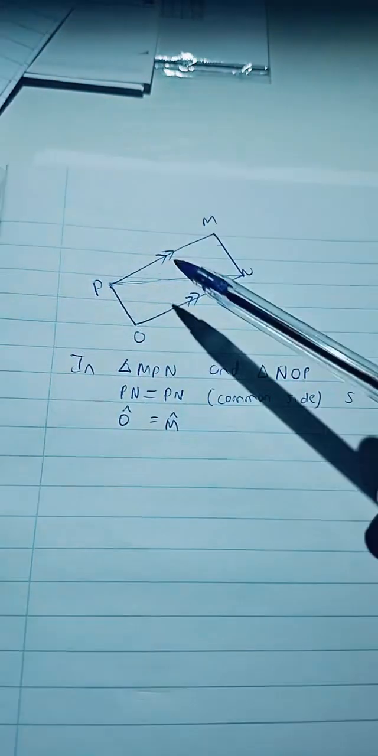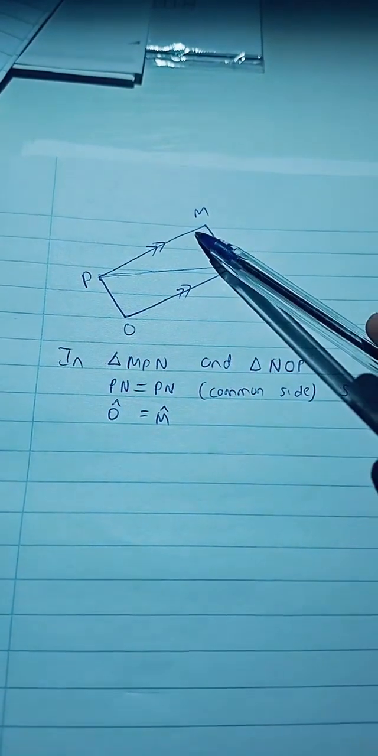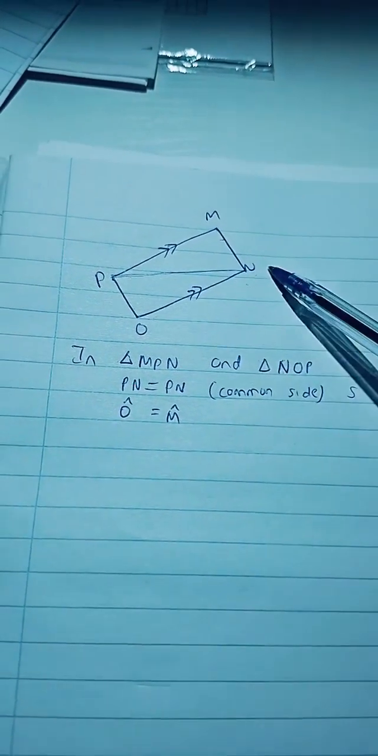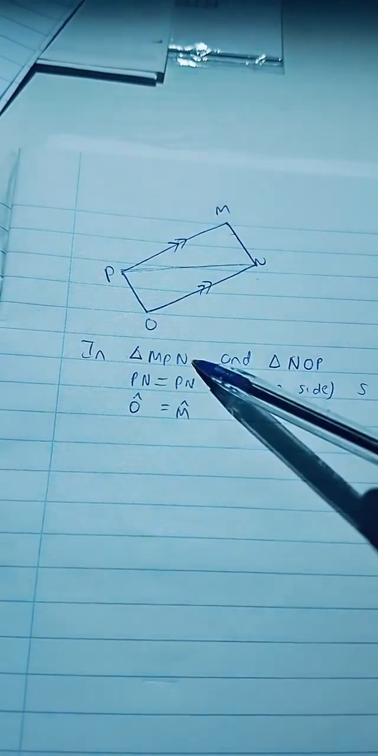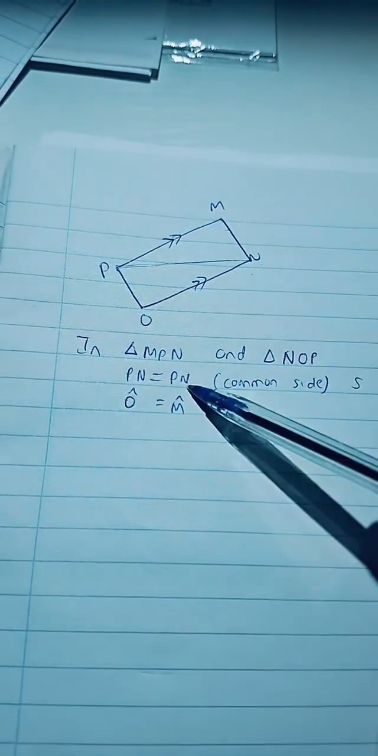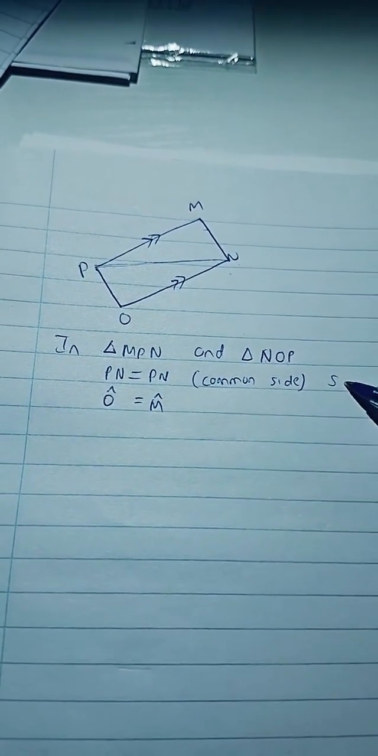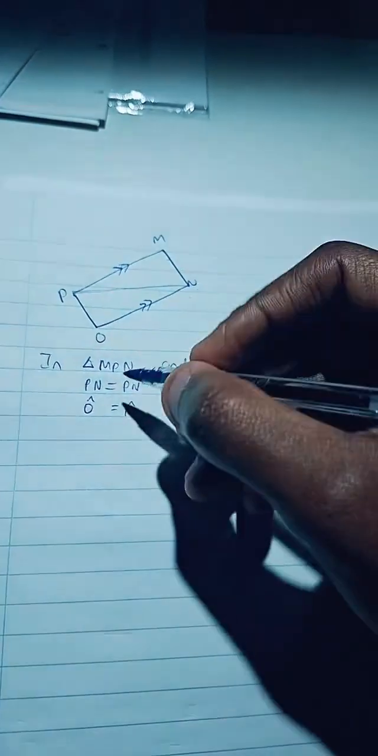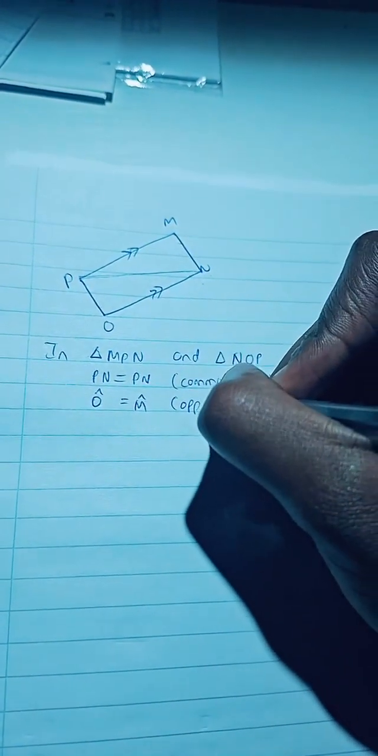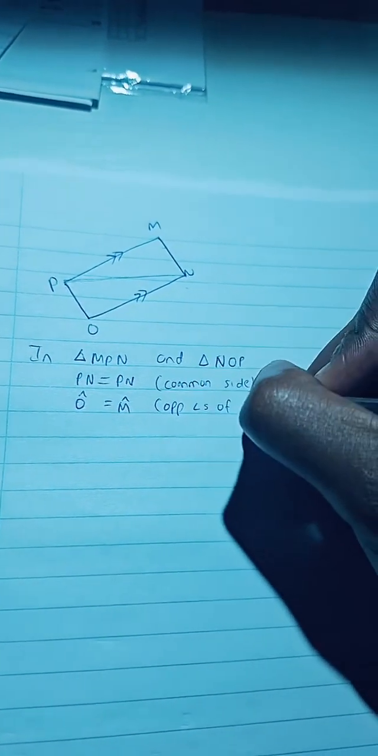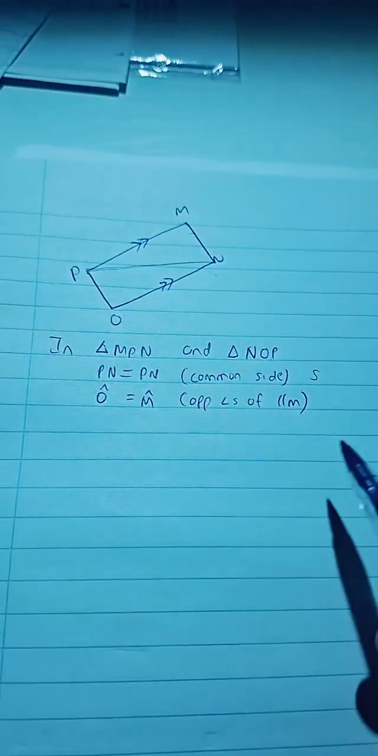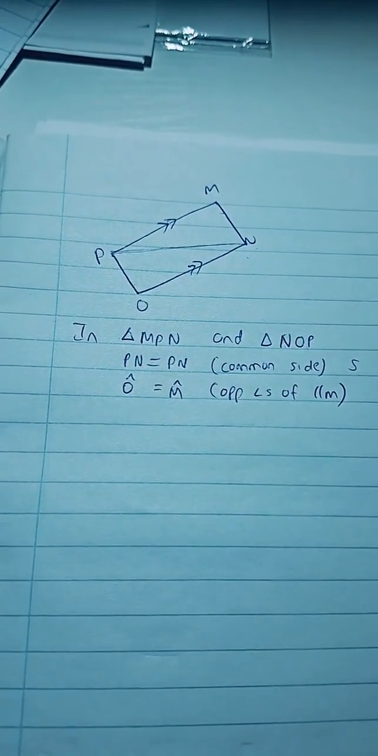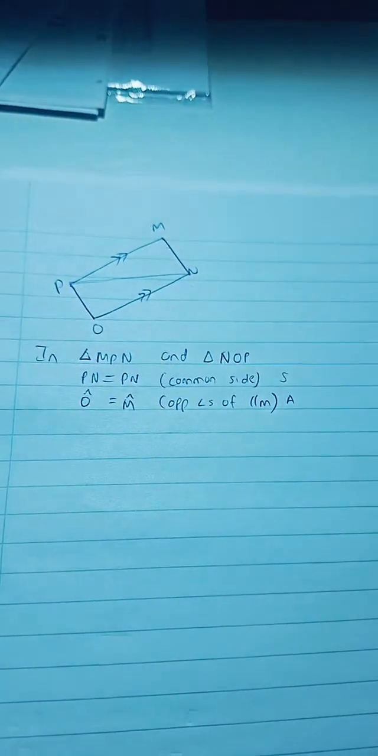Okay, so what did I say here? I said angle O is equal to angle M, right? After saying PN is equal to PN, a common side for both triangle MPN and triangle NOP. It's a common side. That's my S. Angle O is equal to angle M. Why? Guys, opposite angles of a parallelogram. We know that the opposite angles of a parallelogram are equal. That's my A.